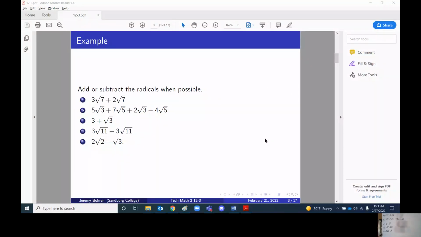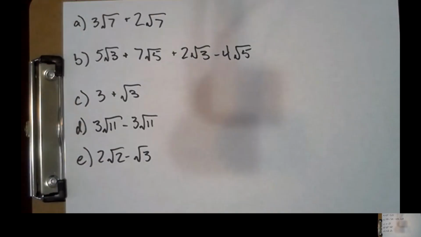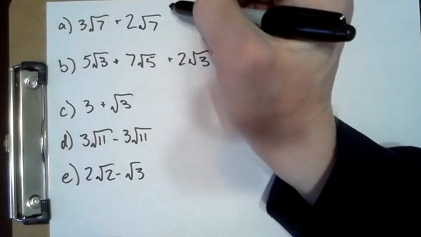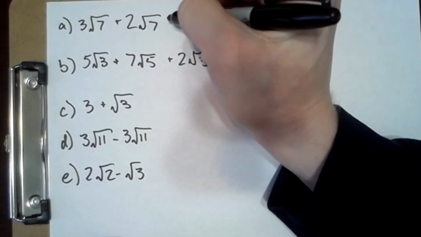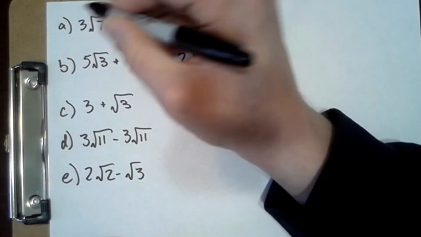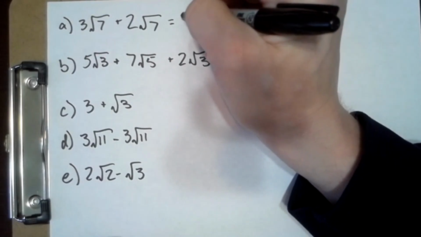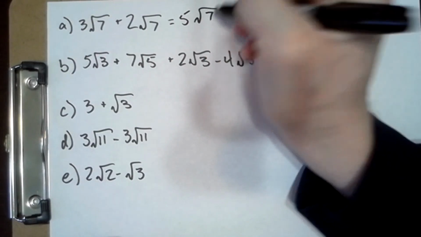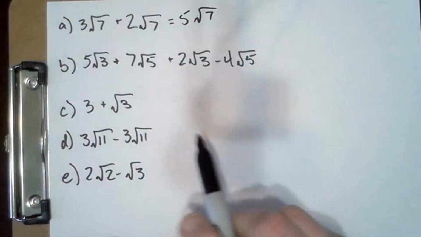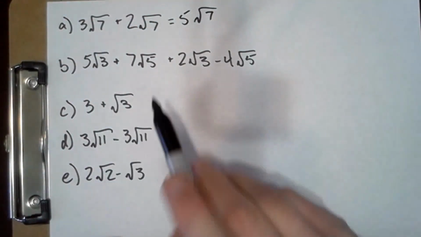In this video, we're going to look at problems on the slides for section 12.3. In this first set of problems, we are asked to add or subtract the radicals when possible. So we start with 3 times the square root of 7 plus 2 times the square root of 7. They both have the same radical part, so we can just add our coefficients and get 5 times the square root of 7.